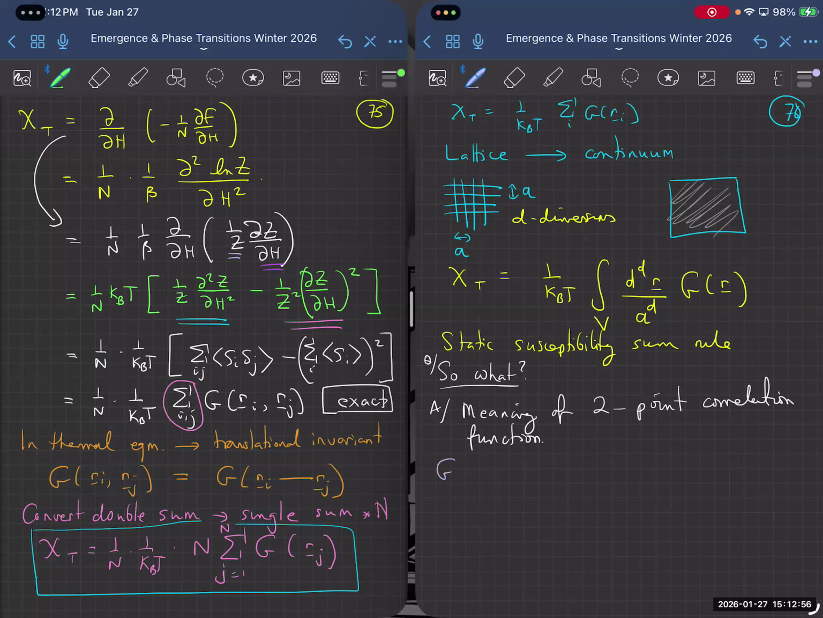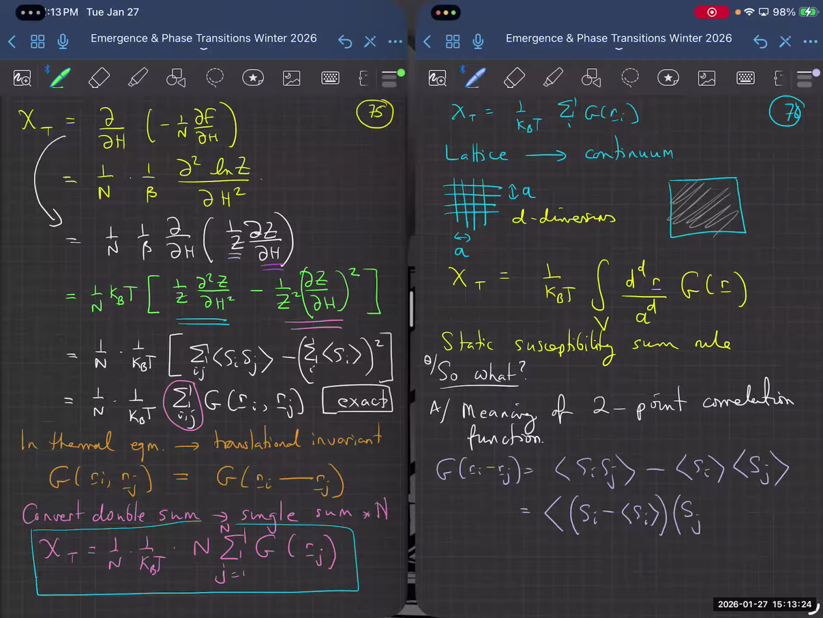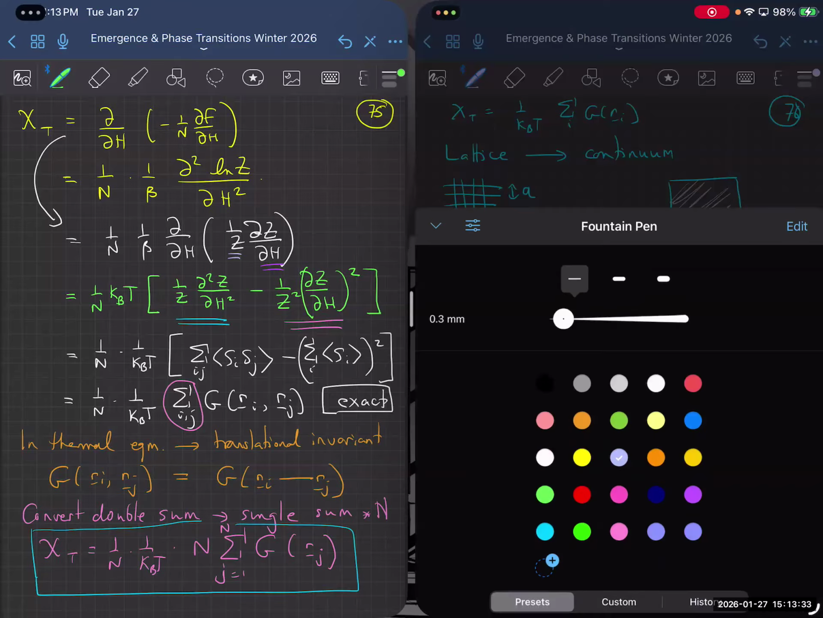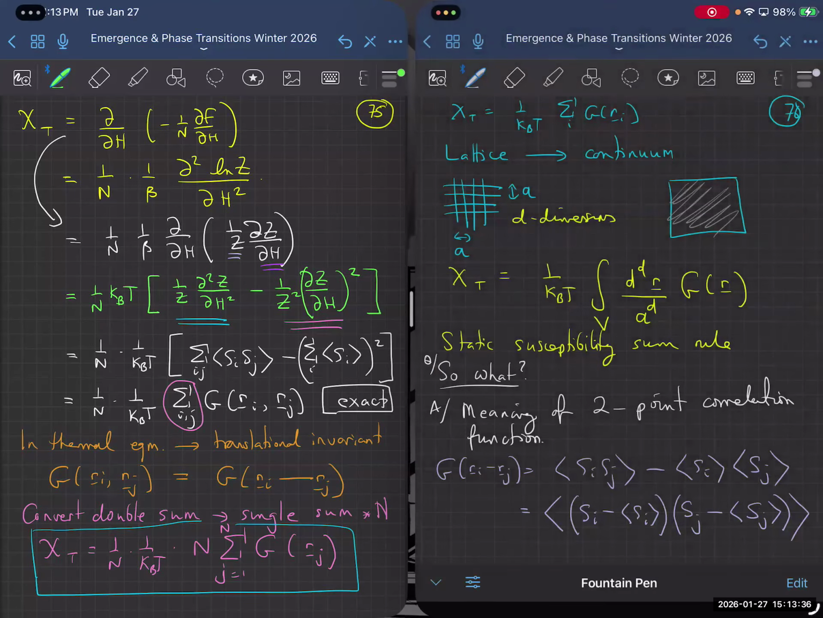So to do that, I'm going to rewrite it. So here is our 2-point correlation function, and that is defined as the average of S_i S_j minus the average of S_i times the average of S_j, like so. Now I claim that this thing is the same thing as the following. I write it as S_i minus the average of S_i, times S_j minus the average of S_j. Okay, so I claim that that's the case. And let's just do a quick check. So how do you quickly check it?